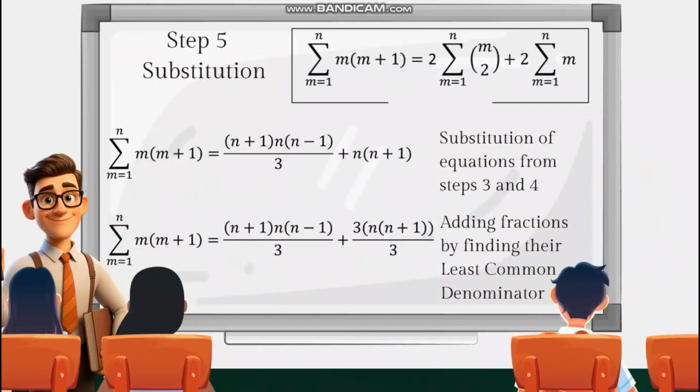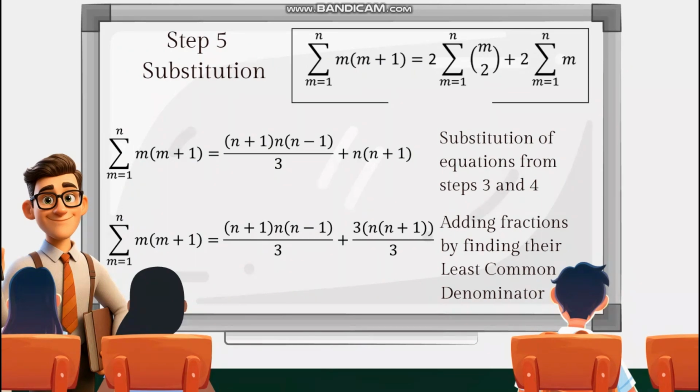For the next step, we will now substitute the results of our steps 3 and 4. Before, we had the summation of m times the quantity m plus 1 from 1 to n is equal to 2 times the summation of m taken 2 from 1 to n plus 2 times the summation of m from 1 to n. We now have the summation of m times the quantity m plus 1 is equal to the quantity n plus 1 times n times the quantity n minus 1 all over 3, added by n times the quantity n plus 1. Note that in order for us to be able to perform addition on both terms, we need to first find their LCD, or least common denominator, which in this case is 3.